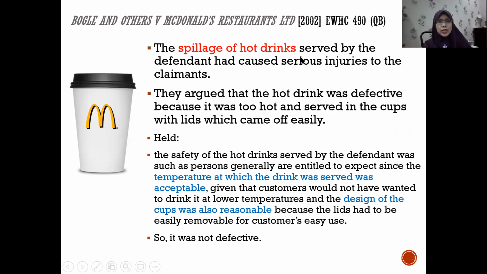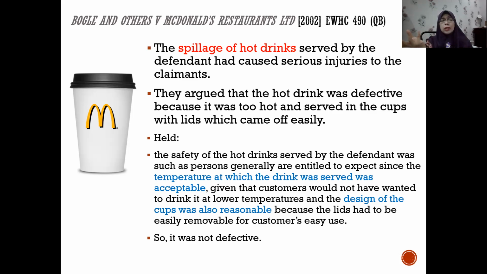Another interesting case. You can see the signage, very popular, very famous worldwide, even in Malaysia. The case name is Bogle. Even the name is unique. Bogle and others were suing McDonald's Restaurants Limited in 2002. What happened? The spillage of hot drinks served by the defendant, by McDonald's staff, had caused serious injuries to the claimant, the consumer. They argued that the hot drinks were defective because they were too hot and served in cups with lids which came off easily. That's their argument in the court. They say this is a defective product.